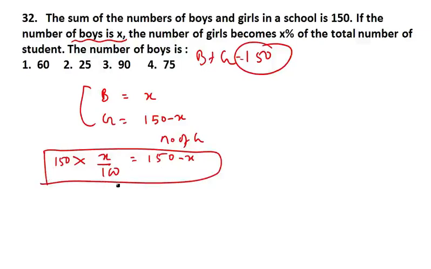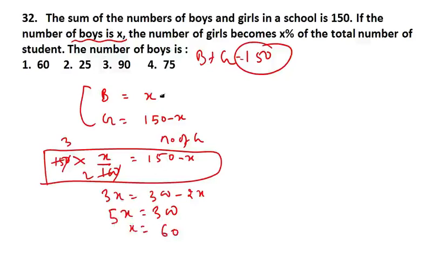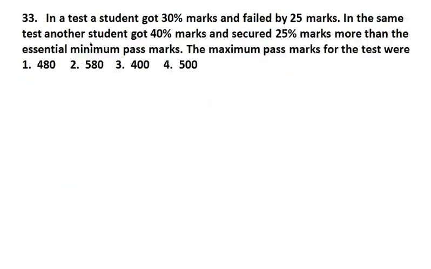So from here if you solve, then what do you get? This 0 and 0 will get cut. Here it will become 2, here it will become 3. Okay, so this is 3x equal to 300 minus 2x. If minus shifts here, it will become 5x equal to 300, so x is going to be 60. It is asking number of boys, so number of boys is x means 60. Option number 1. Nothing to explain much.